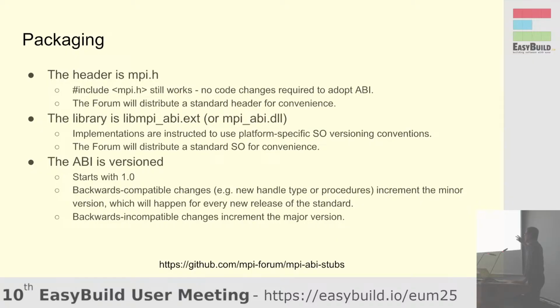So the reason it's got the _ABI is just to make it really clear. So, you know, if you do dumb stuff with LD_LIBRARY_PATH, you'll not find the wrong one. We do ship a stub implementation, and I think this is actually going to be cool, right?